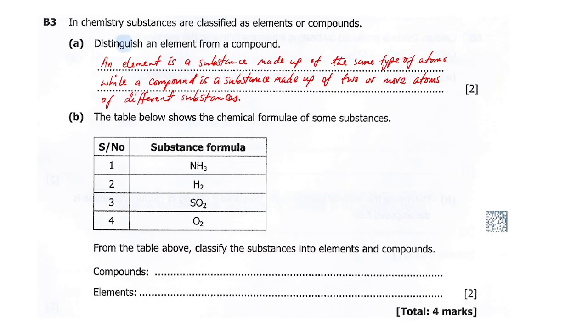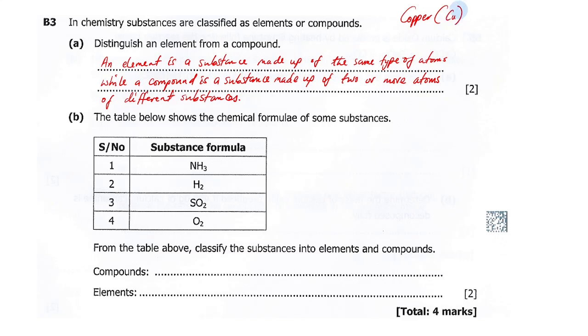Okay, so that's how it is. An element is made up of the same type of atoms, while a compound is made up of two or more atoms of different substances. So when I talk of the copper element, its symbol on the periodic table is Cu.